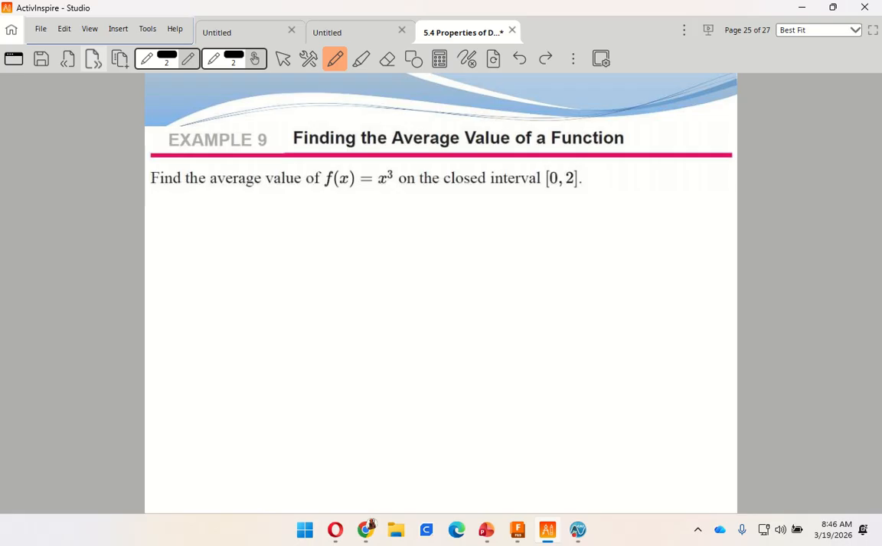All right. Find the average value of x cubed over the closed interval from 0 to 2. So let's start with the formula. Right, Anthony? Okay. Help me set up the formula here.